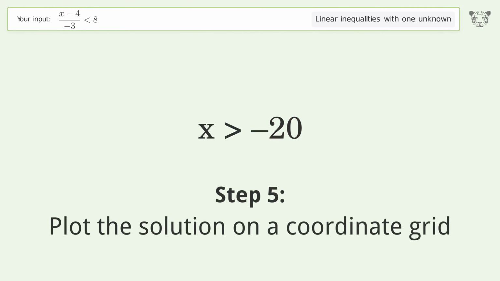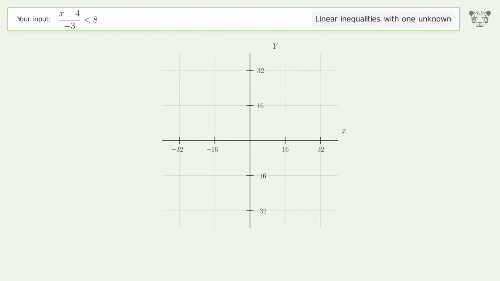Plot the solution on a coordinate grid. And so the final result is x greater than negative 20.